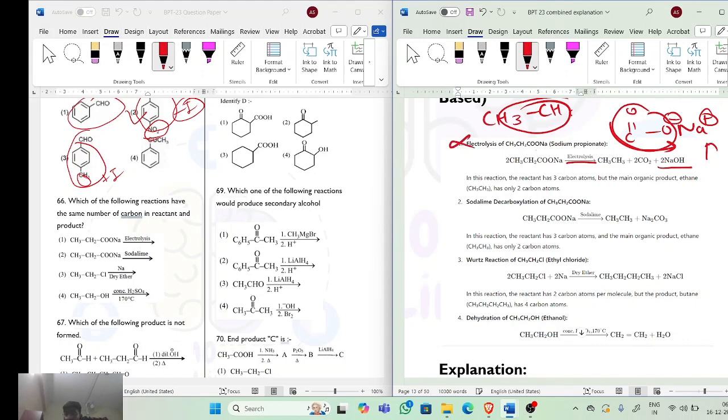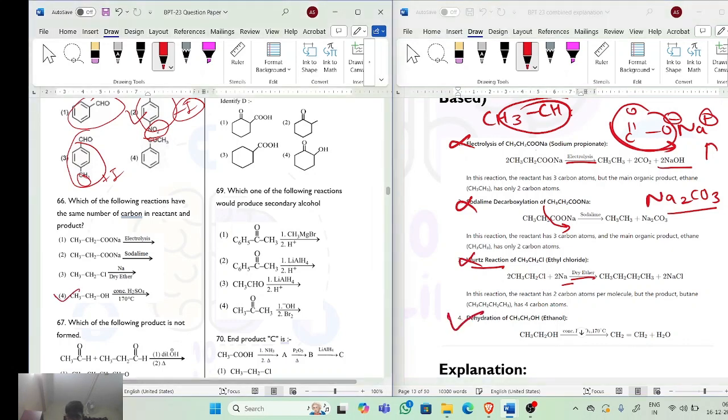Now in option number 2, we have soda lime decarboxylation. Here CH3CH2COONa in presence of soda lime, this COONa group will leave, and Na2CO3, sodium carbonate, will form. Here the number of carbons are not equal. In option number 3, we are given the Wurtz reaction. Wurtz reaction just doubles the number of carbon, so it cannot be our answer. So option number 4 will be our correct answer.